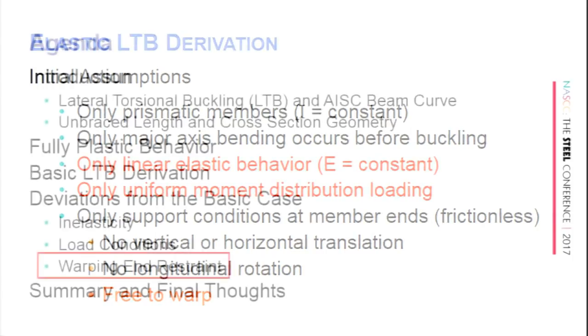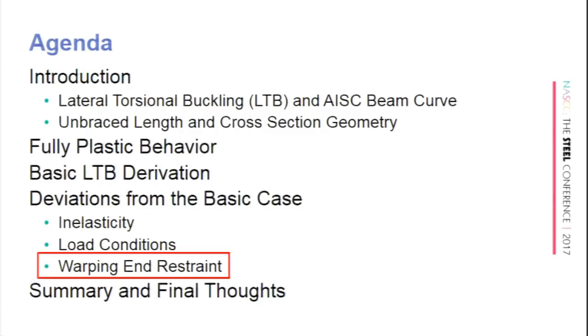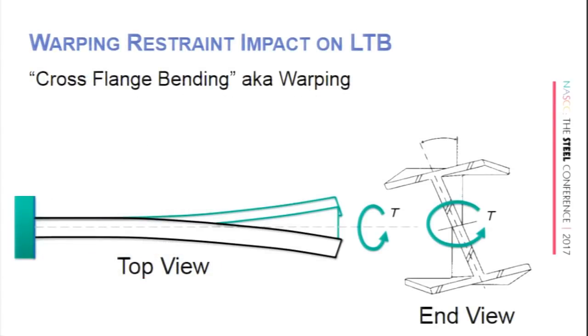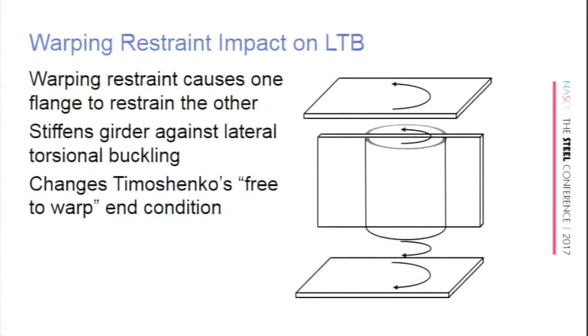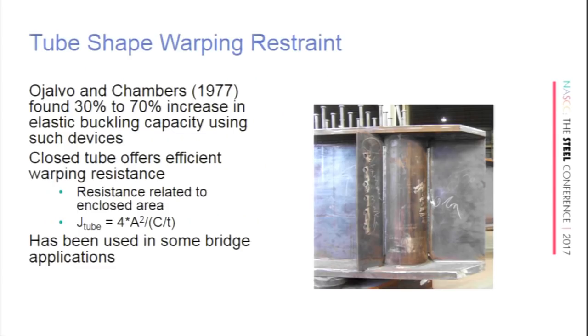So how do we stop that? Or how do we actually provide warping end restraint? Here's that slide that Perry showed. There's the example of warping. Well, we could put some device, perhaps a tube, between those two flanges. If one flange wants to rotate in its strong plane one way and the other wants to go the other way, why not tie the two of them together? So they literally brace one against the other, right? So this is going to help us stiffen the girder against lateral torsional buckling. And what we're really doing is changing that free to warp end condition.